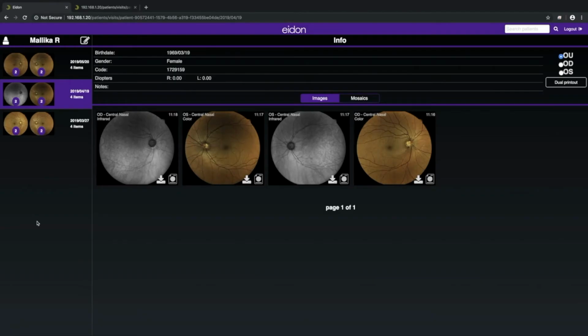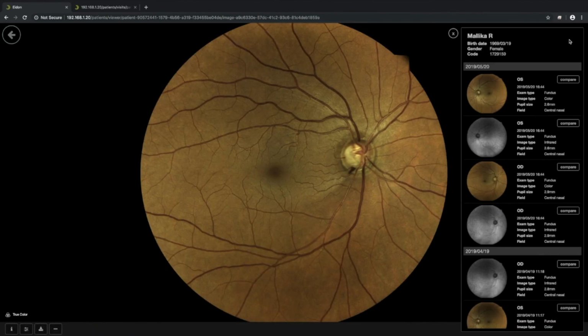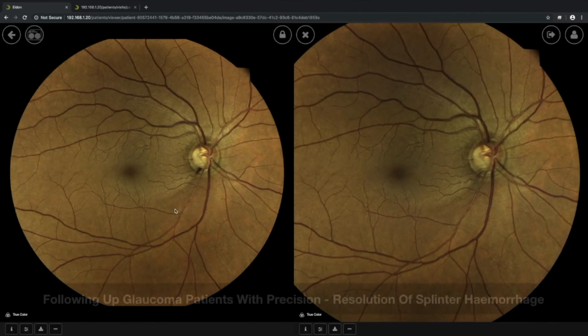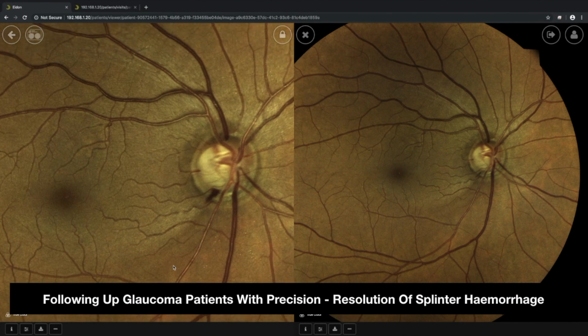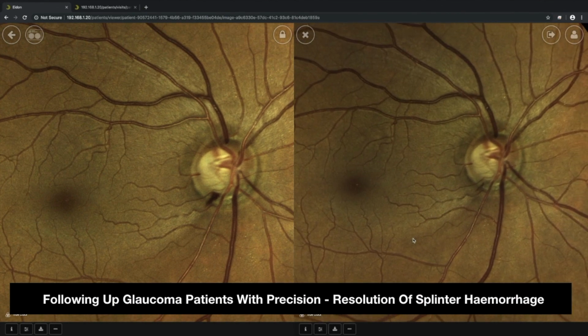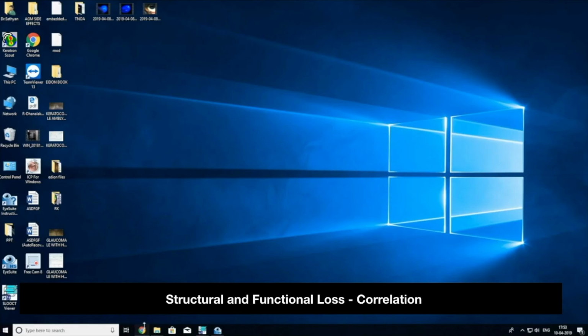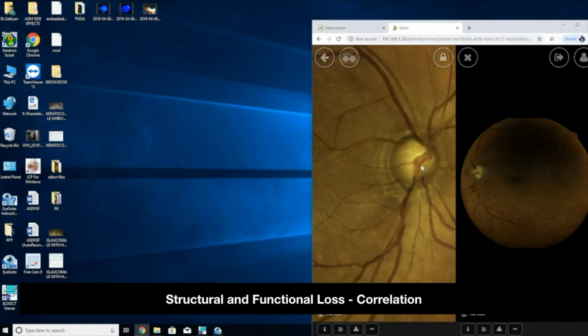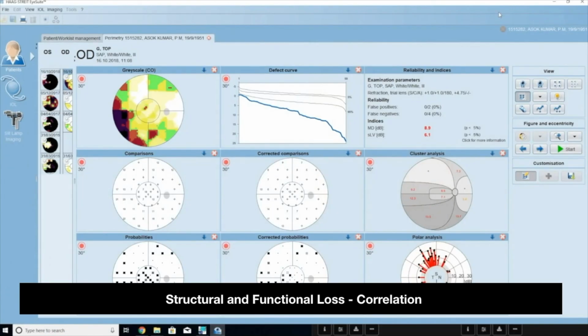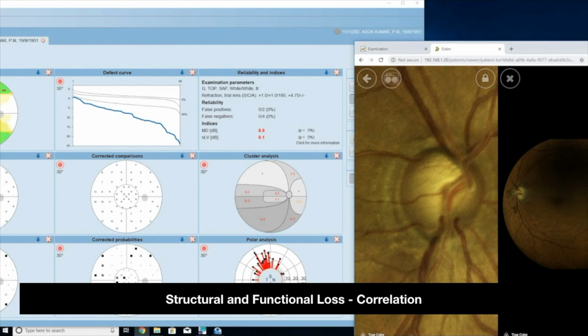The resolving splinter hemorrhage in normal-tension glaucoma patients can be periodically followed up with precision, as shown here. Structural and functional loss correlation is possible. For example, a superior notch seen on the right can be compared to the polar analysis loss on the visual fields of the Octopus, functionally seen on the left.